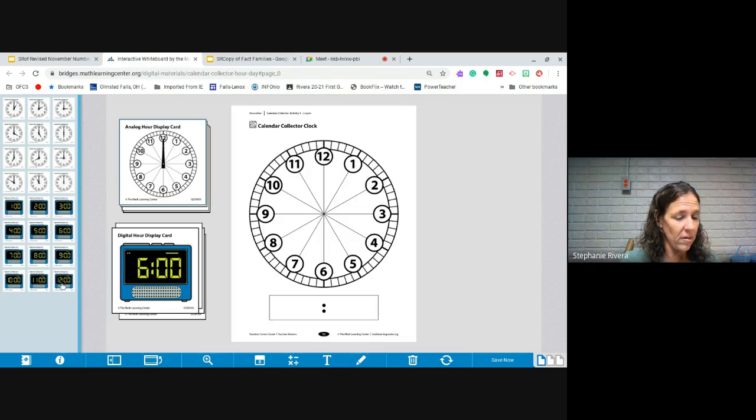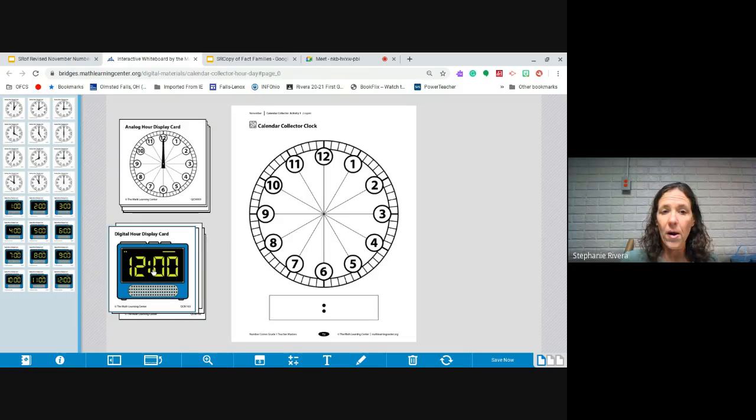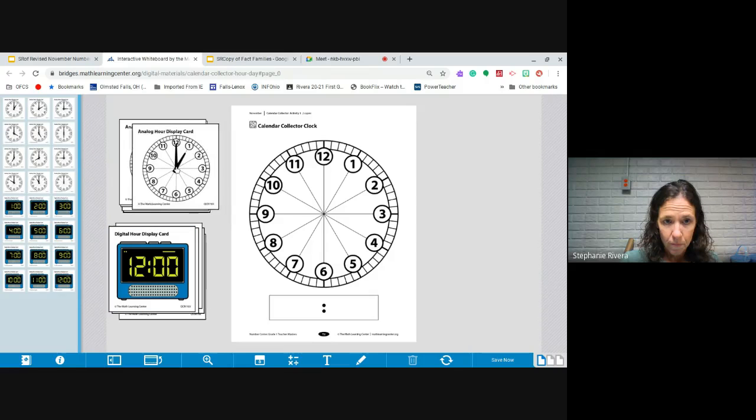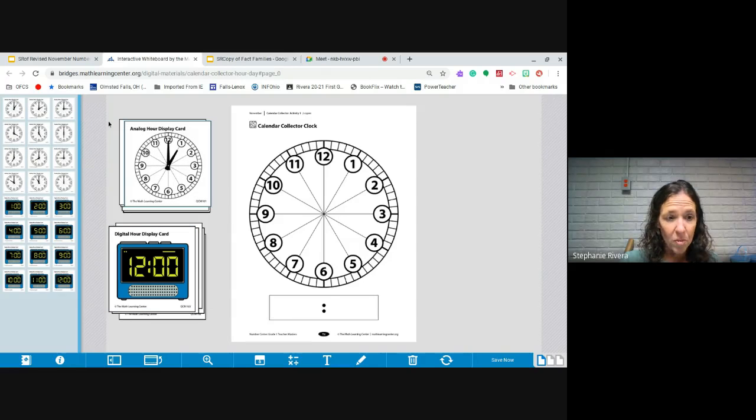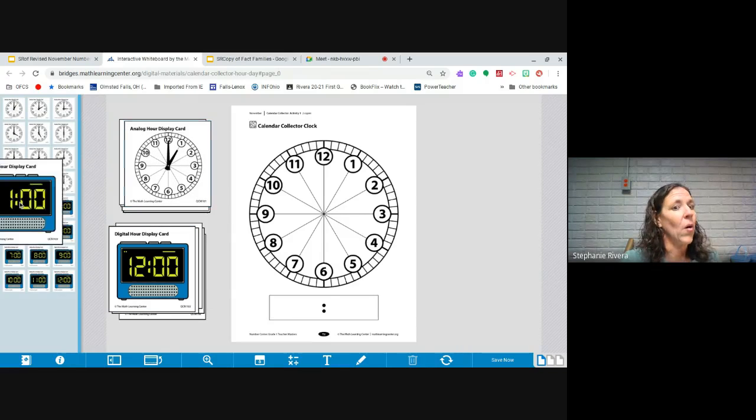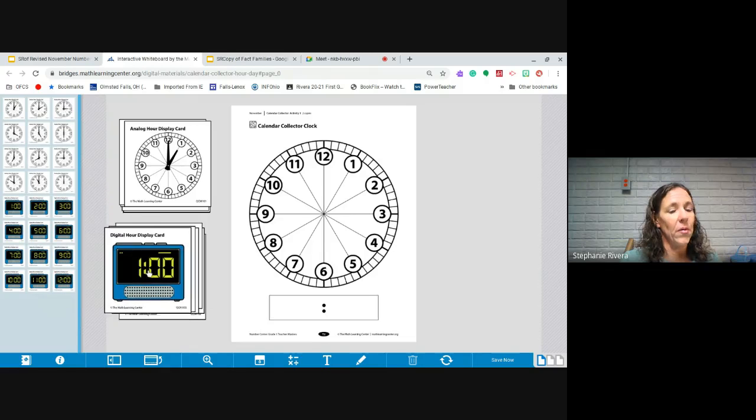Both hands are on the 12. You're right. I couldn't trick you. It's 12 o'clock. Very good. All right. One last one. Let's do this one. You're right. 1 hour later would be 1 o'clock. Nice job.